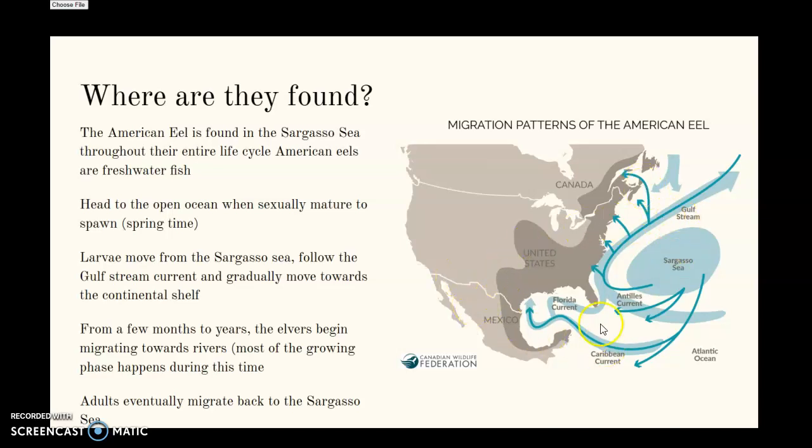And this, as you can see, is just an example of their migration patterns and how they're distributed along that little side right there between Canada, United States, and Mexico, and the Sargasso Sea.